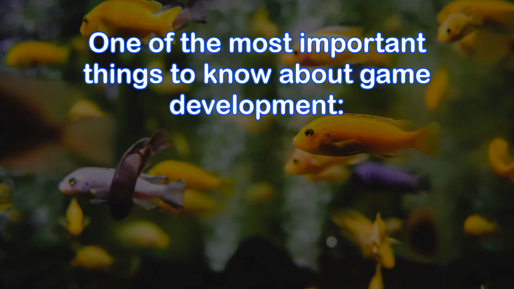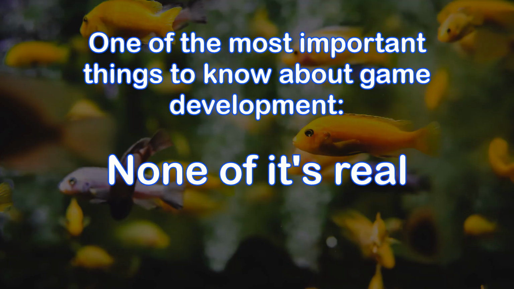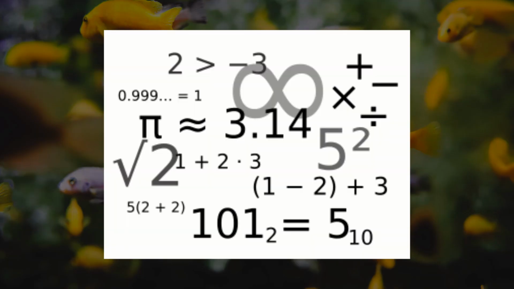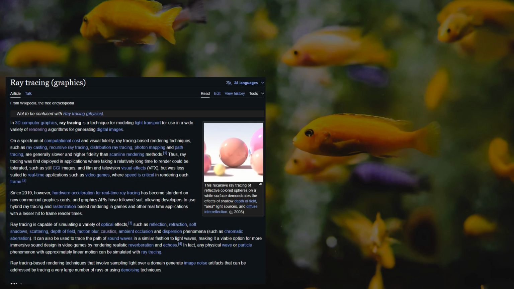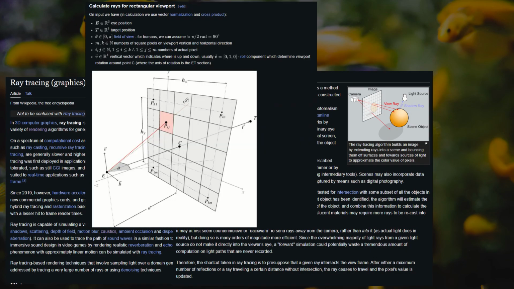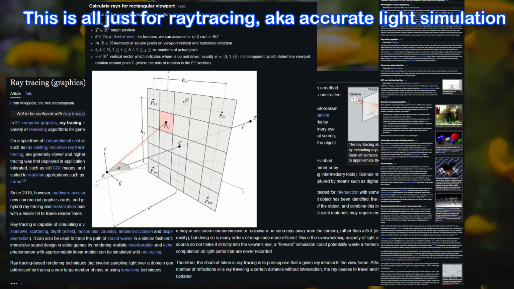One of the most important things to know about game development is that everything's fake, right? It's all just a bunch of math that puts colors on your computer screen and tricks your brain into seeing exactly what the developer wants. Like, it's very difficult to accurately recreate almost any complex natural phenomenon within a computer.